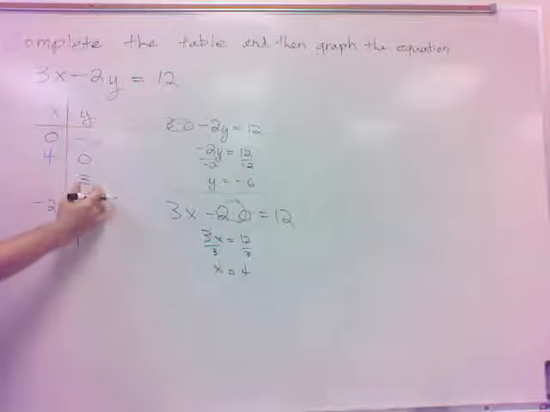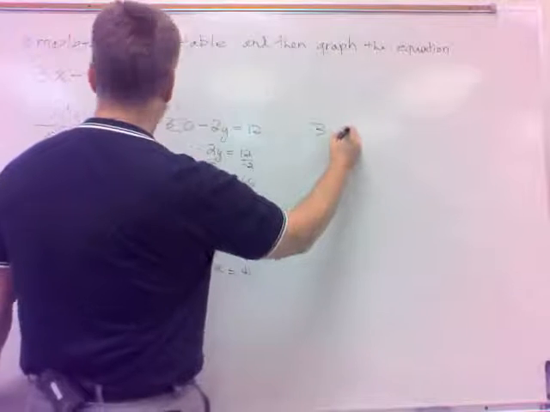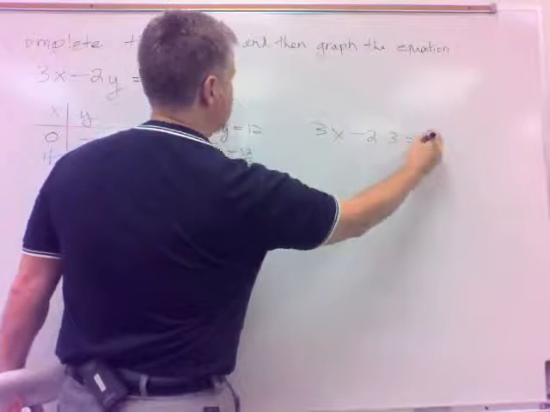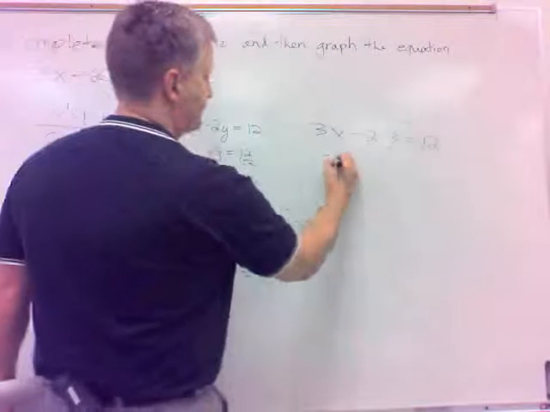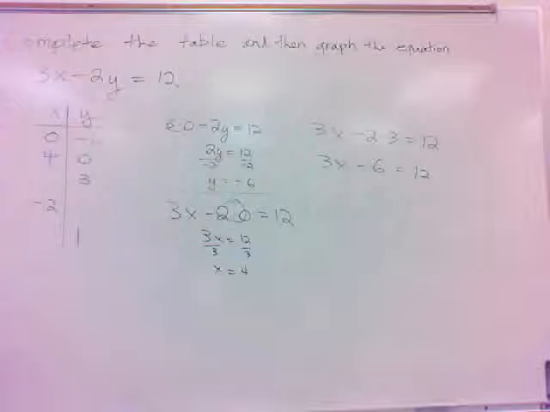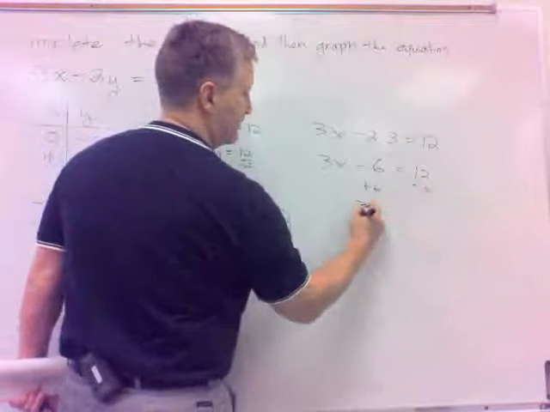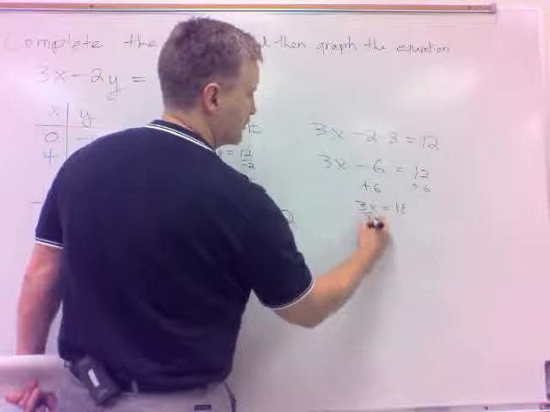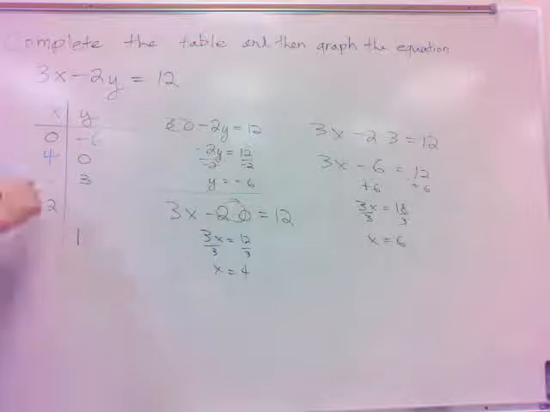Now line 3, I've got y is 3, so I do the same thing. Of course, in that case, not as nice a thing happens because 2 times 3 gives me 6, so 3x minus 6 is what I have there. So I have to do a little bit more solving there, but no real biggie. Just add the 6, divide by 3, and x is 6. Right? Okay.